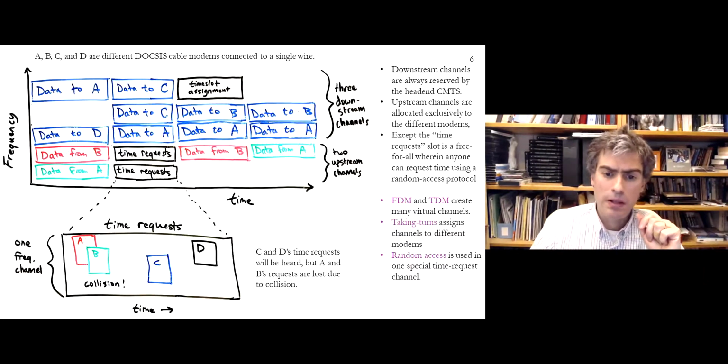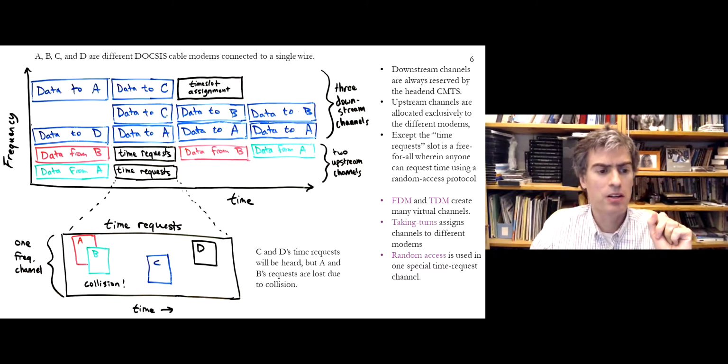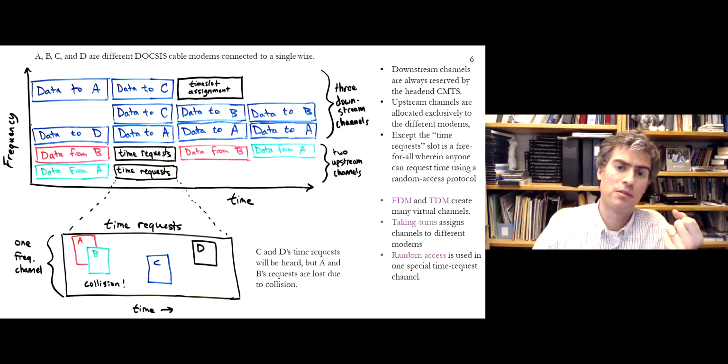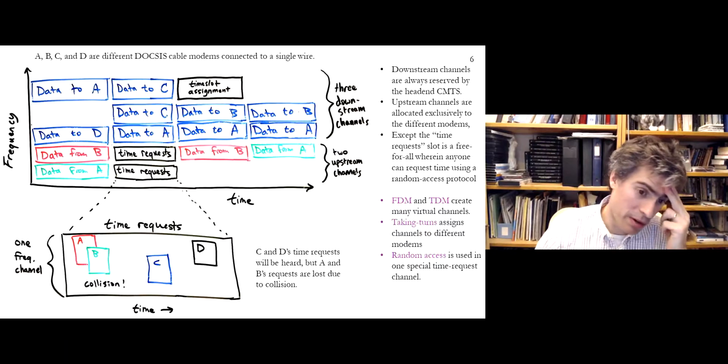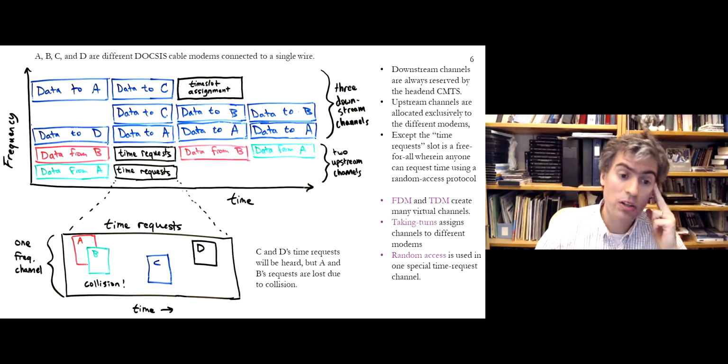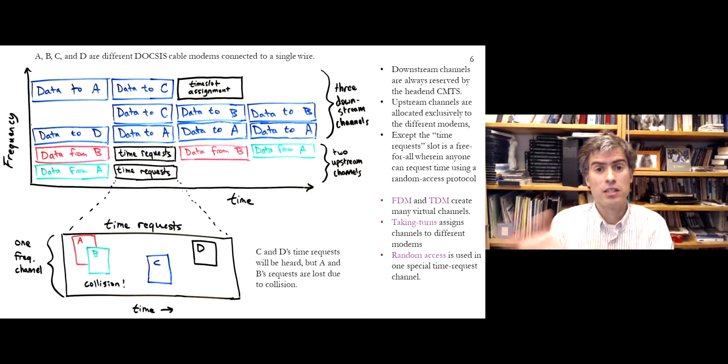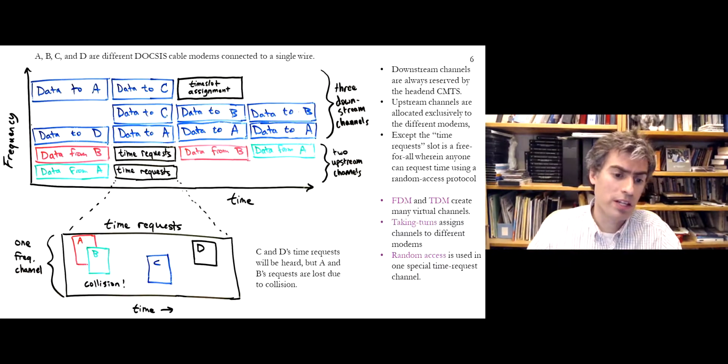Now, there's more we have to say to complete this picture because in order for the central cable modem termination system to make a good decision about what time slots to assign to different cable modems, it needs to know something about what the demand is for upload from the different cable modems in the neighborhood. That happens during this time request period. There's a special time period on one of these upstream channels where all the different cable modems that have data ready to send to the internet can make a request to the central system, to that CMTS, to ask for time slots in the next period.